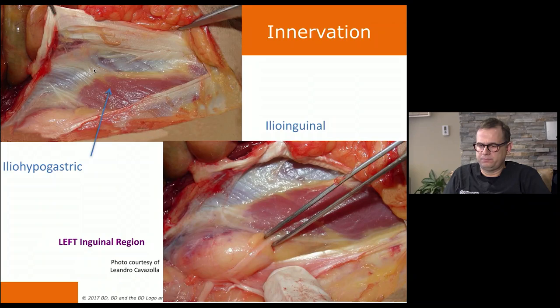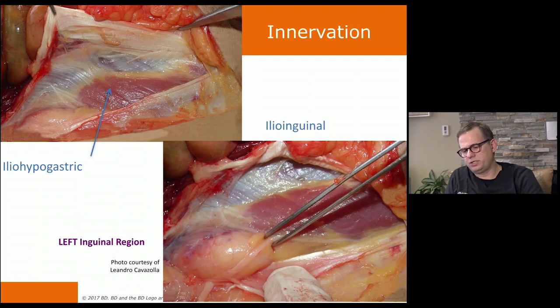The ilioinguinal nerve goes along the cord, usually on top of the cord, and is the easiest one to identify during surgery. The third nerve is the genital branch of the genitofemoral. It is a really thin nerve that goes posteriorly on the inguinal funiculum, very thin, and we can identify a little vessel along it. We call it the blue line, and that will be the genital branch of the genitofemoral.